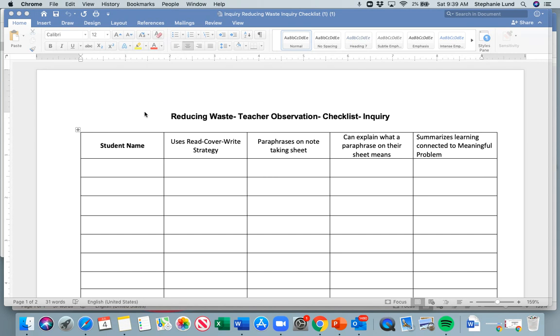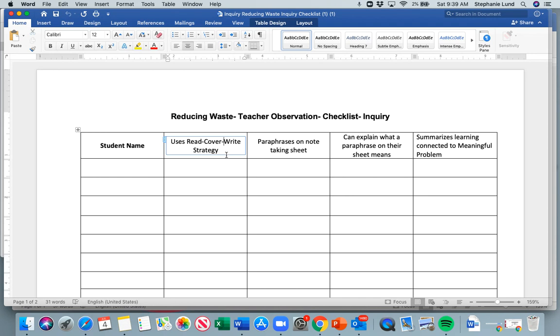And so, what you're looking at here is an inquiry checklist. This is an example of how you might evaluate a set of inquiry skills during inquiry time. I would list my students' names out here and I would break the standards or specific skills that I've taught my students into measurable chunks along the top. So this is from the lesson Reducing Waste. Students are at inquiry stations.